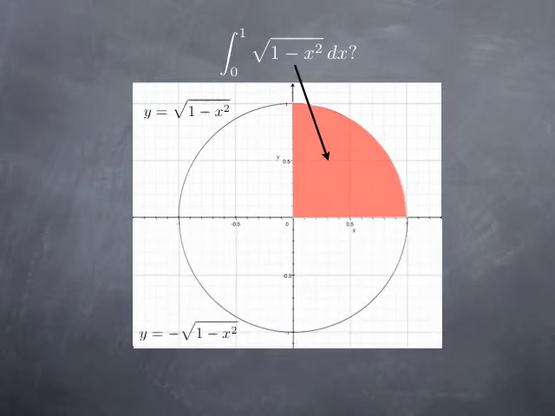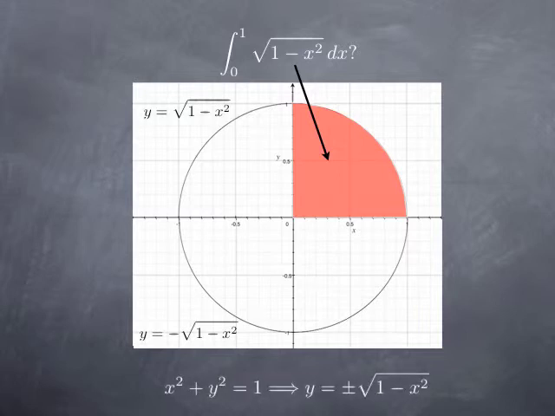And indeed it is, because if you look at the equation of the circle centered at the origin and of radius 1, which is what we have on this picture, it's x squared plus y squared equals 1. And so when you solve for y, you get plus or minus square root of 1 minus x squared, where of course the choice of plus square root of 1 minus x squared corresponds to the upper half circle, and minus square root of 1 minus x squared corresponds to the lower half circle.